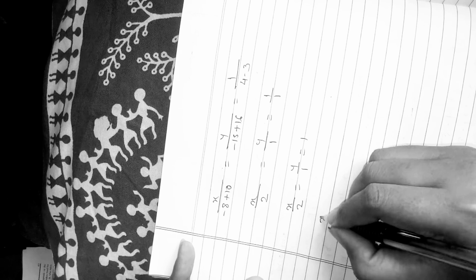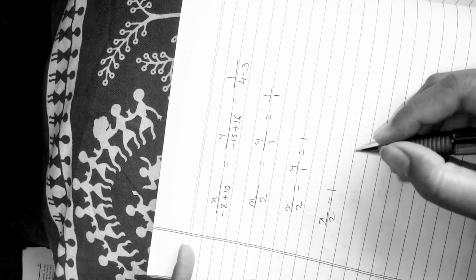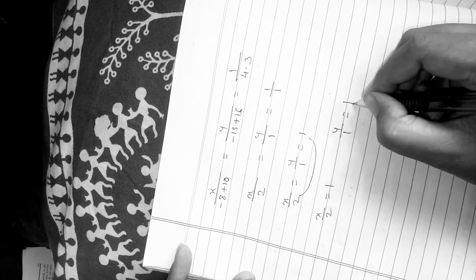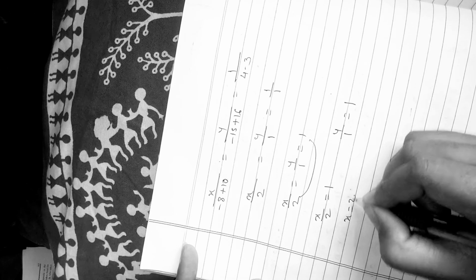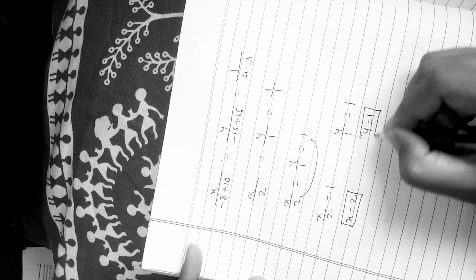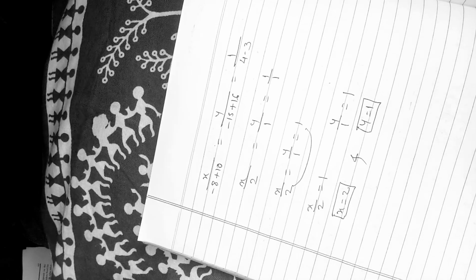So we compare: x over 2 is equal to 1 and y over 1 is equal to 1. Then x is equal to 2 and y is equal to 1. These are the solution of the given linear pair of equations.